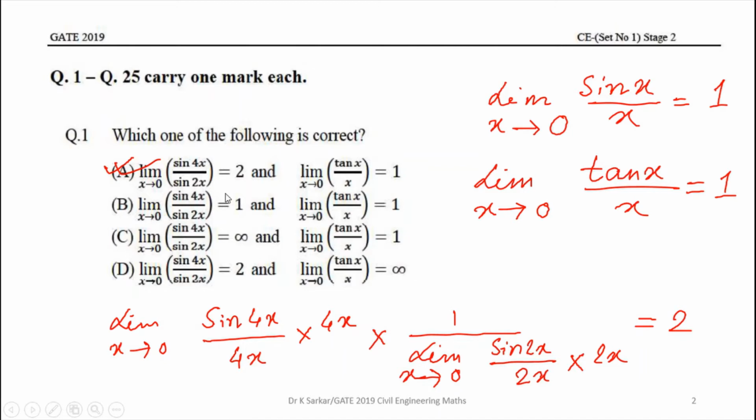In both the options, the second part of the limit has the same value given. So the first part we have to work out. Let us work out limit x tends to 0 sin 4x by 4x multiplied by 4x, divided by limit x tends to 0 sin 2x by 2x multiplied by 2x. So this part is 1 and that part is also 1. 4x by 2x is 2. Therefore option A is the correct answer.